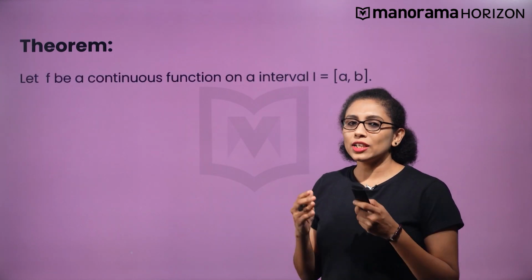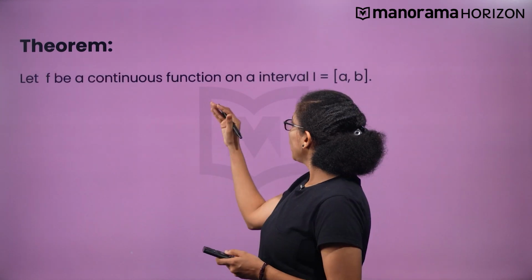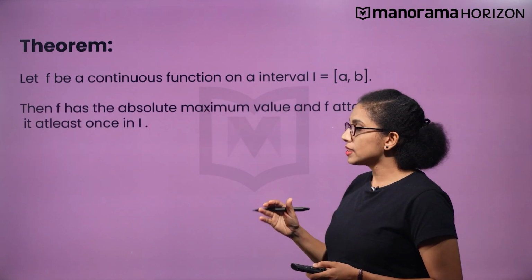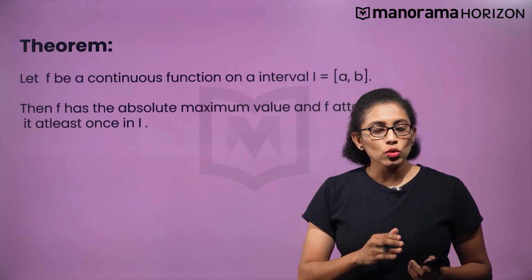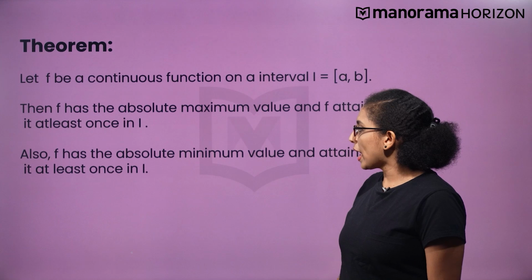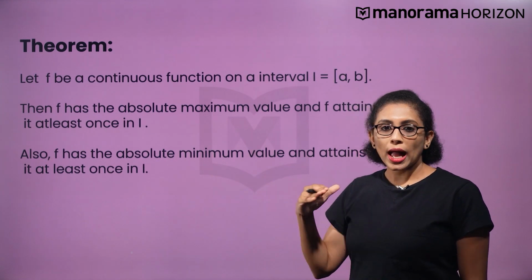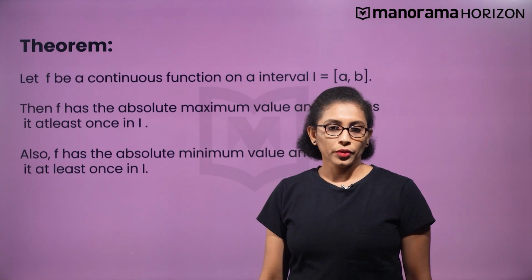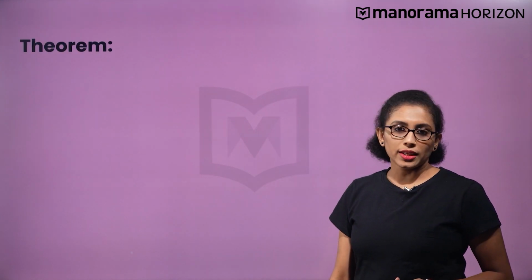Let f be a continuous function on the interval I, a to b. Then f has the absolute maximum value and f attains it at least once in I. Also, f has the absolute minimum value and attains it at least once in the interval I. Now, let's see the next theorem.